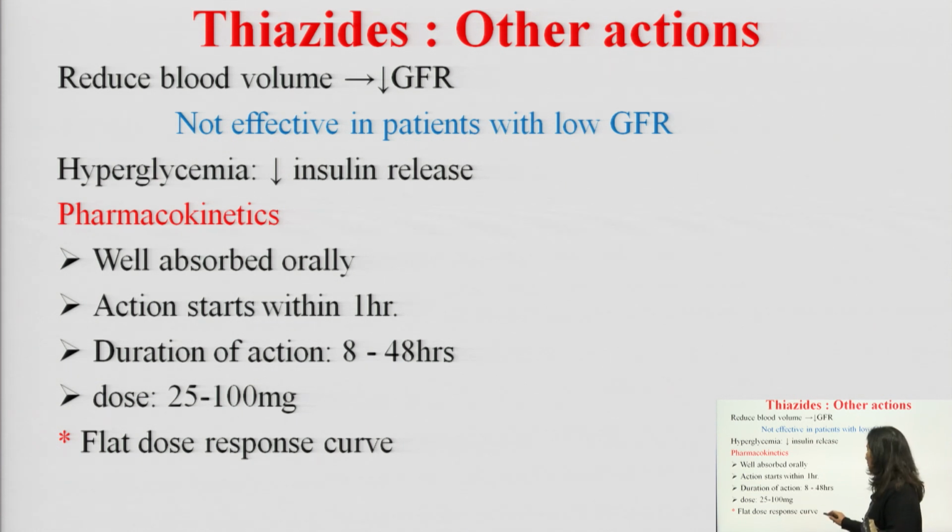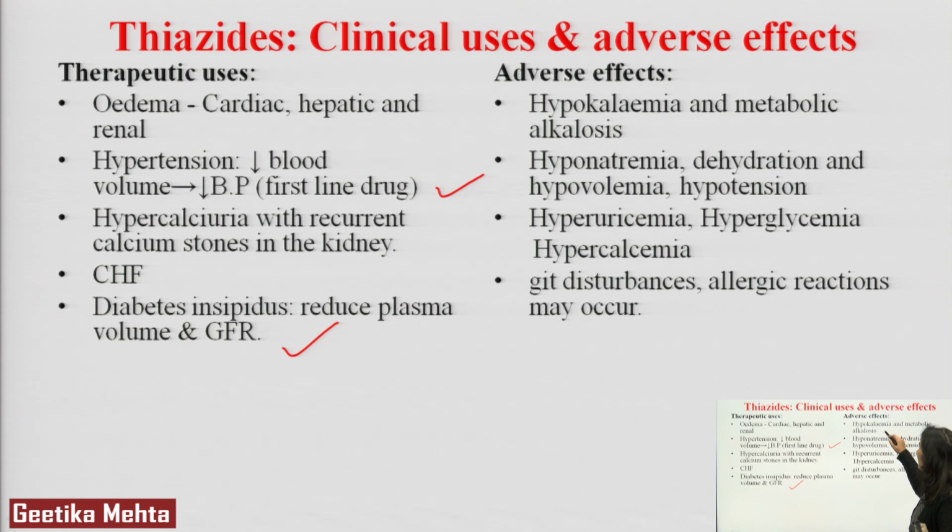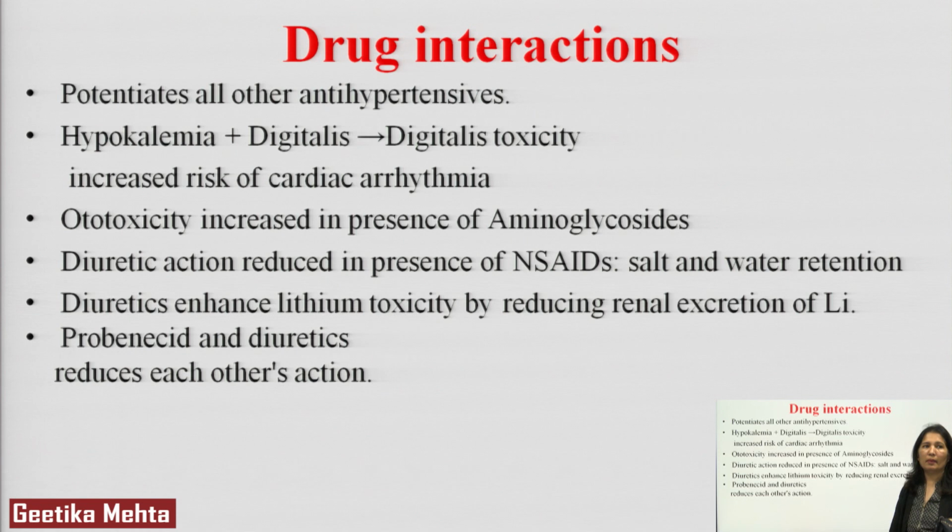They produce a flat dose response curve. So, their uses are the same, edema, and they are used in hypertension, decreasing blood volume and BP, first line drug in hypertension. They are also used in diabetes insipidus, that we will cover in antidiuretics. Adverse effects are similar to loop diuretics: hypokalemia, metabolic alkalosis, hyponatremia, dehydration, hypovolemia, hypotension, GI disturbance, allergic reaction may occur.